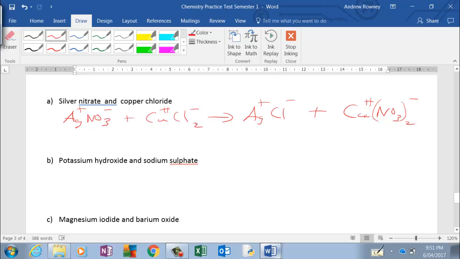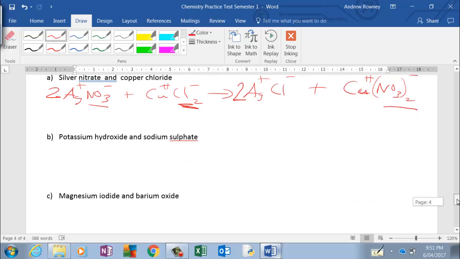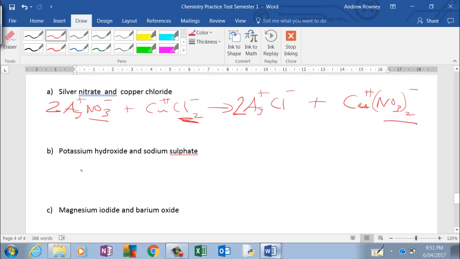Okay, to balance this, on the left you've got 2 Cl's and we've only got 1, so we need to put a 2 there, but that doubles the silver as well, so we have to come back and double the silver. That doubles the nitrate, but that's okay, the nitrate's already doubled, so that's totally balanced. And you do similar things for the remaining ones. So I'll just do this quickly.